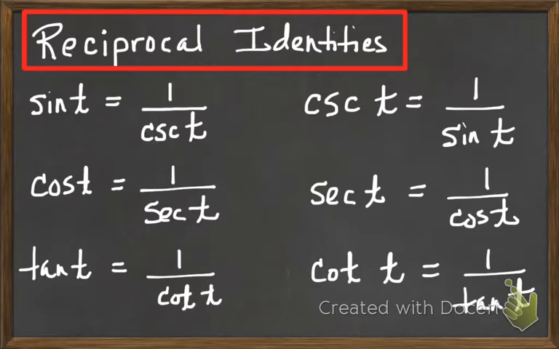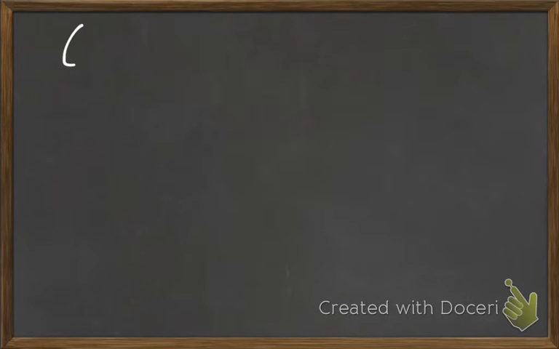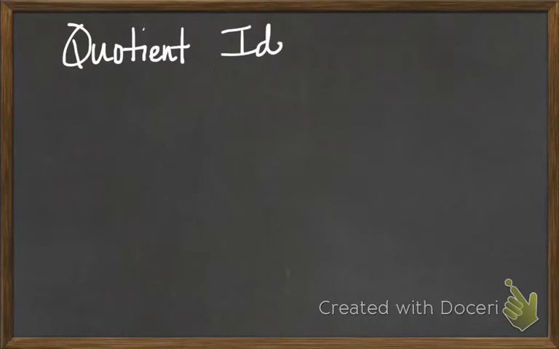We've got 3 different types of identities. We have reciprocal identities. Who's still copying? Okay, hurry. All right, the next type of identities is called quotient identities. There's not as many of these. Quotient identities.